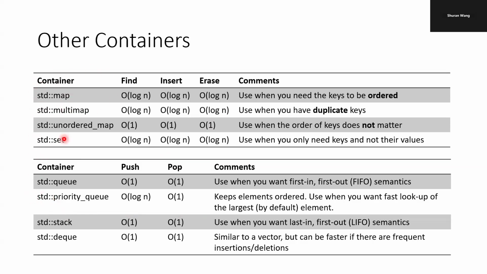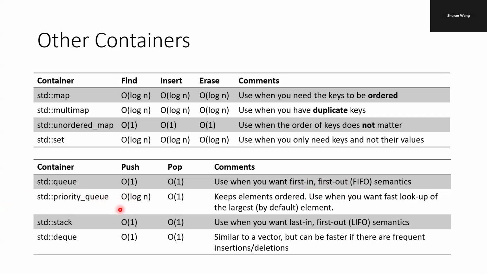These are all the trees. Container: we have the queue. And this gives you first in, first out semantics. So when you just need to form a queue, you want the first item that you pushed in to come out first.